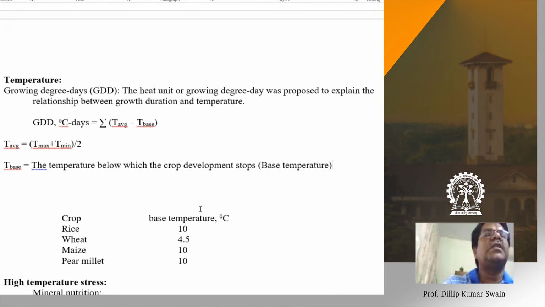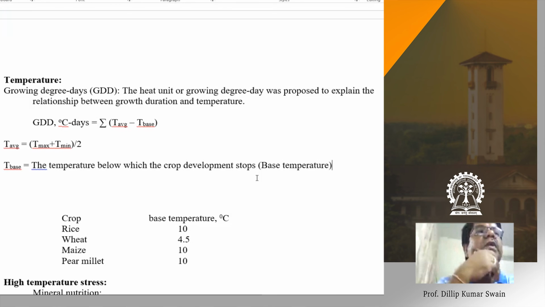If the temperature remains below this base temperature, most of the developmental processes stop. The crop may remain in that stage for a longer period. You might observe that if you are growing a crop, suppose a rice crop, in the winter season, the crop remains in a particular stage for a longer period until the temperature comes beyond 10 degrees Celsius. When the temperature is below 10 degrees Celsius, there is no transformation of growth phase from one stage to another. The crop continues to remain in that stage for a longer period.